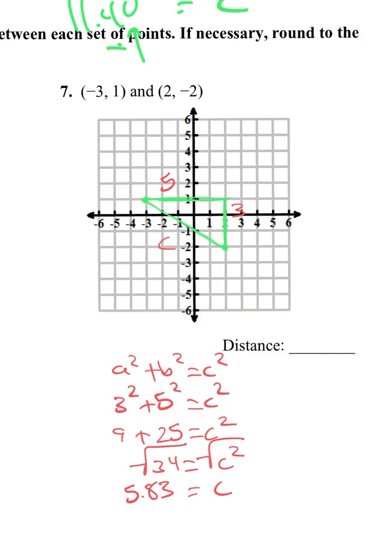But since we're rounding to the tenths place, what number's in the tenths place? That's the 8. I look at the number to the right, it's less than 5. So the 8 stays the same. So C is approximately equal to 5.8 because I rounded it.